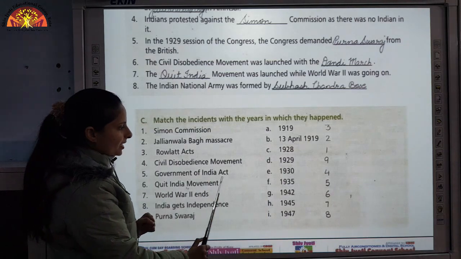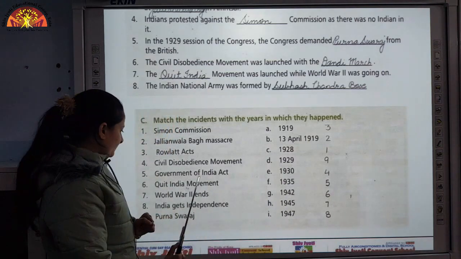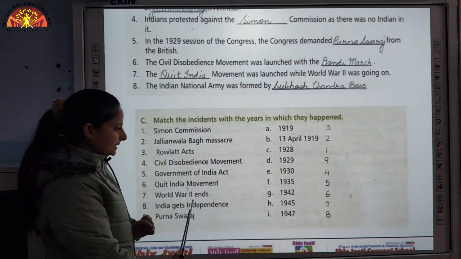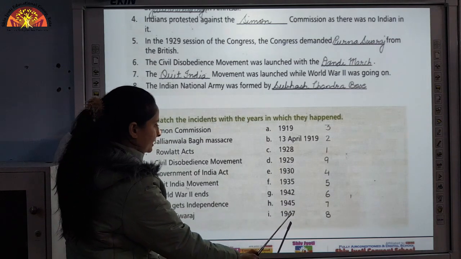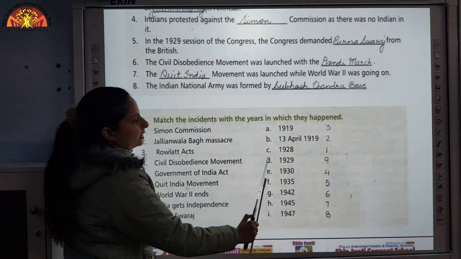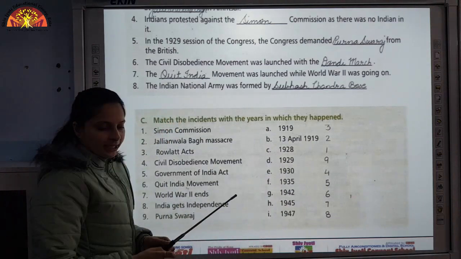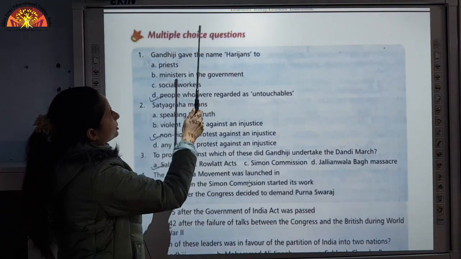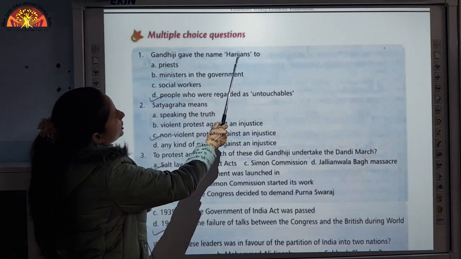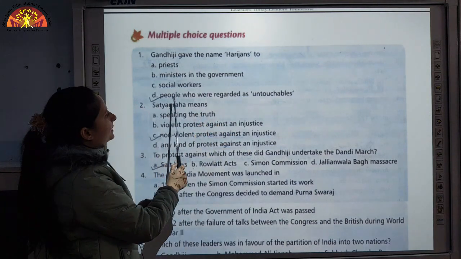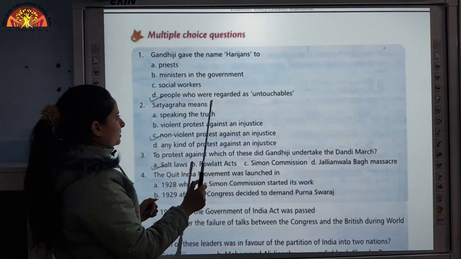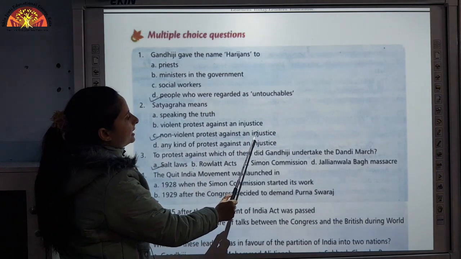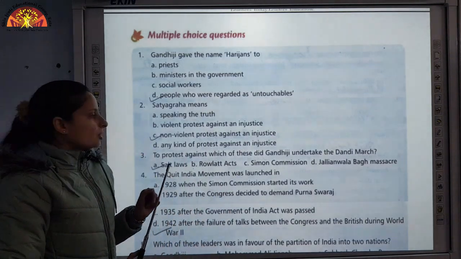Quit India movement, 1942. World War II ends in the year 1945. India gets independence in the year 1947, and Puna Swaraj was demanded in the year 1929. Now, multiple choice questions. Gandhiji gave the name Harijans to, D is the correct answer, people who were regarded as untouchables. Second, Satyagraha means non-violent protest against an injustice. So, C is the correct option.